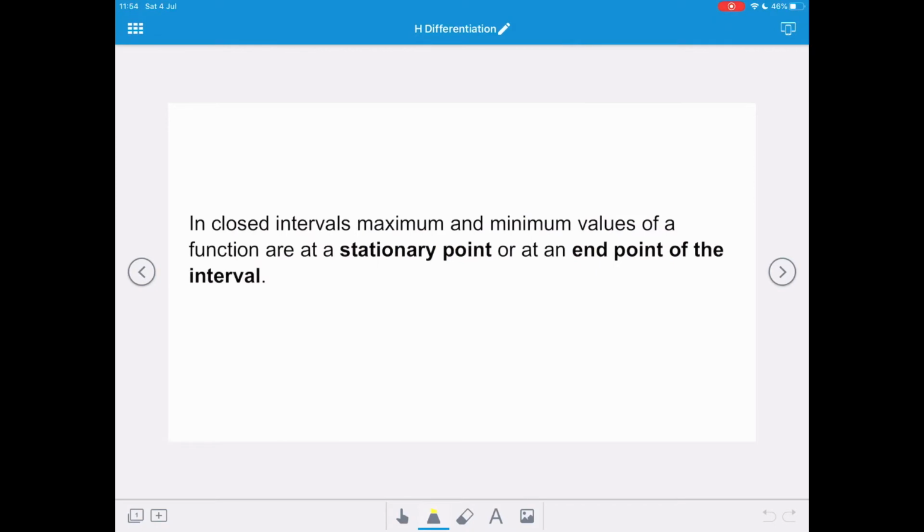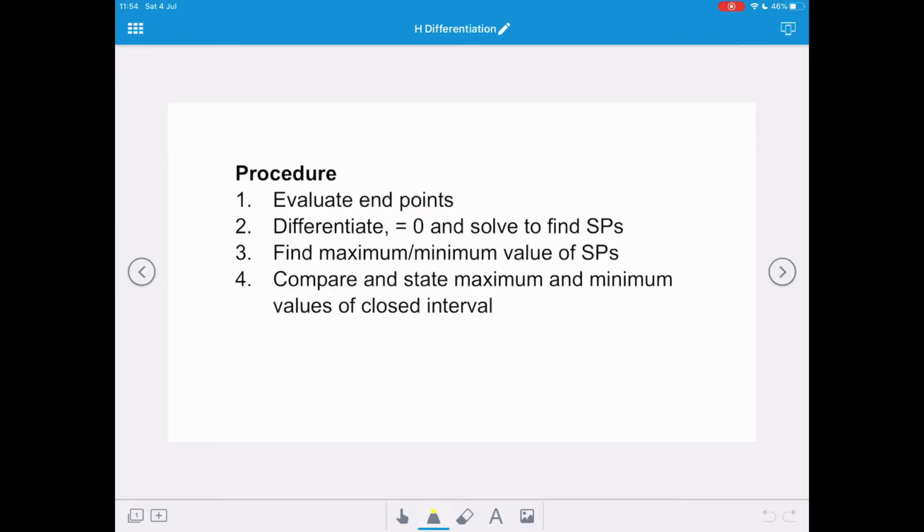So in closed intervals, the maximum and minimum values of a function are at a stationary point or at an end point of the interval. The procedure is to evaluate the endpoints, differentiate the function, make it equal to 0 and solve to find the stationary points, and then we can find the maximum or minimum values of those stationary points by substitution. Then we compare the value of the endpoints to the stationary points and state the maximum and minimum values of our closed interval.